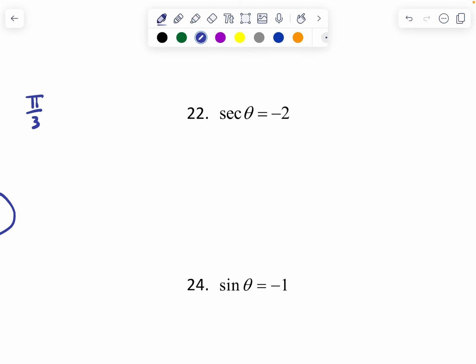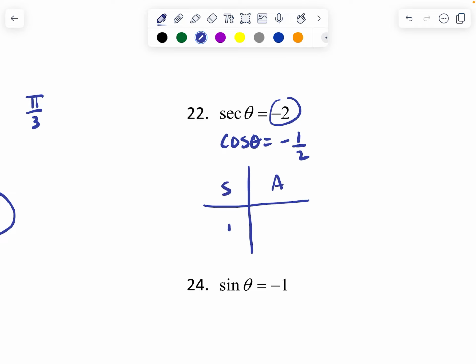Okay, 22 looks a little off. I don't like secant, so I need to take its flip. I know that the cosine of theta then is going to be the flip of negative 2, which is negative 1/2. Okay, now let's see where I'm at. I have all students take calculus, and I want cosine to be negative. Well, cosine is not negative in quadrant 1, and it's not negative in quadrant 4. So this has to live in quadrants 2 and 3.